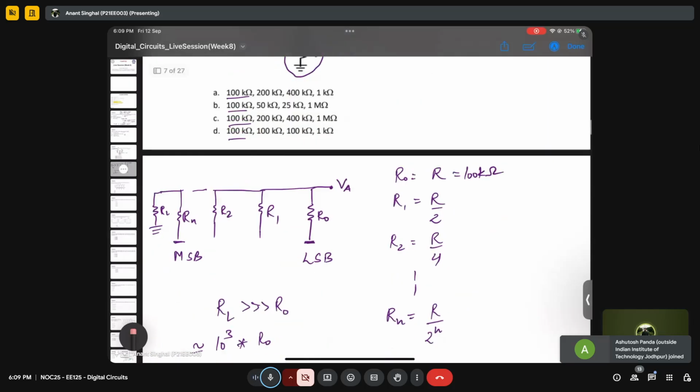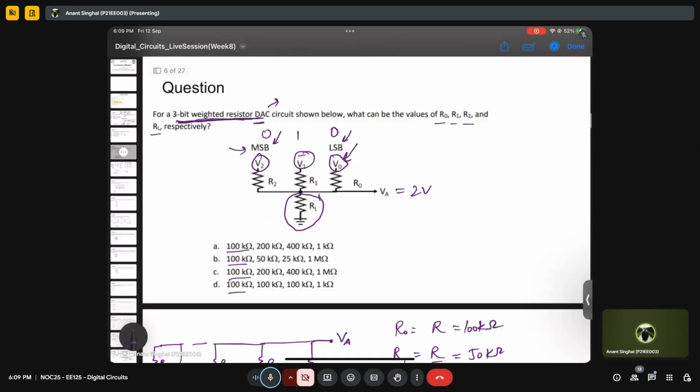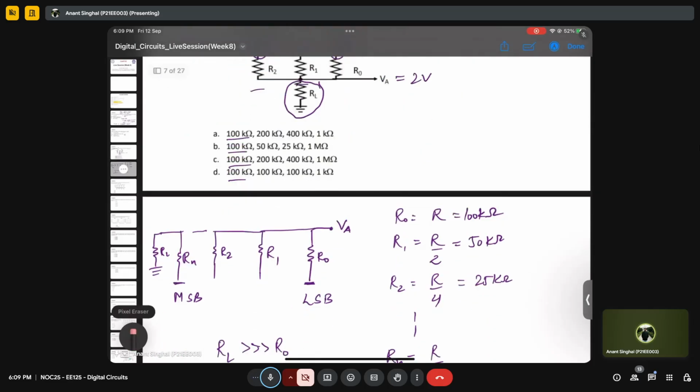So by this, we can say that R1 will be 50 kilo ohms, R2 will be 25 kilo ohms. Since there are only 3 bits, it only has 3 registers, that is R0, R1, R2. And the value of RL will be very, very much greater than 100 kilo ohms. So from the given options, only one option is following the trend, that is option B. R1 is 50 kilo ohms, R2 is 25 kilo ohms, and RL is in mega ohms, that is approximately 3 orders greater than R0.